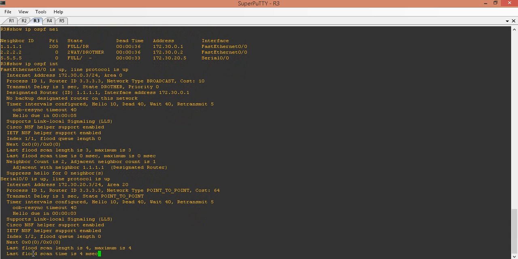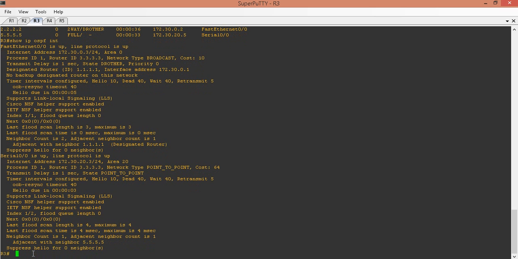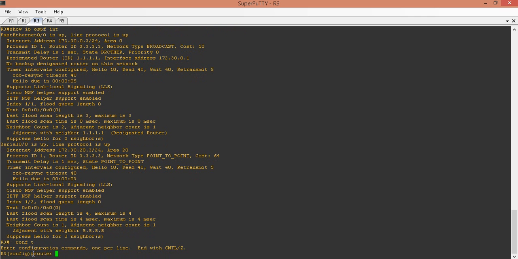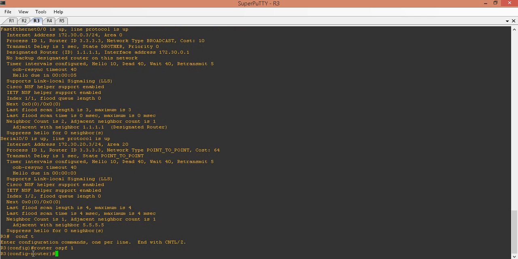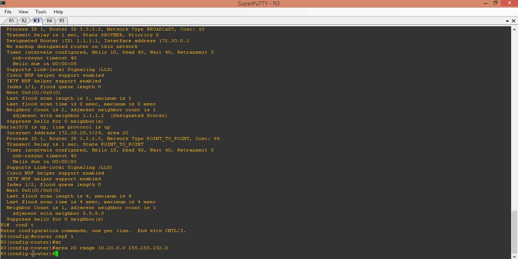Okay, go into global configuration mode and go into router OSPF 1, area 20, range 10.20.16.0 255.255.252.0. Okay, summarization implemented.